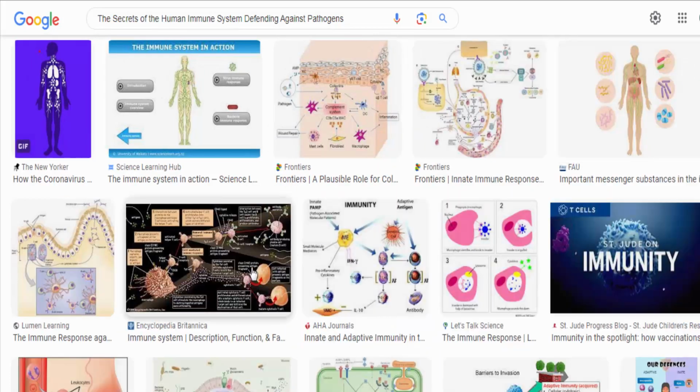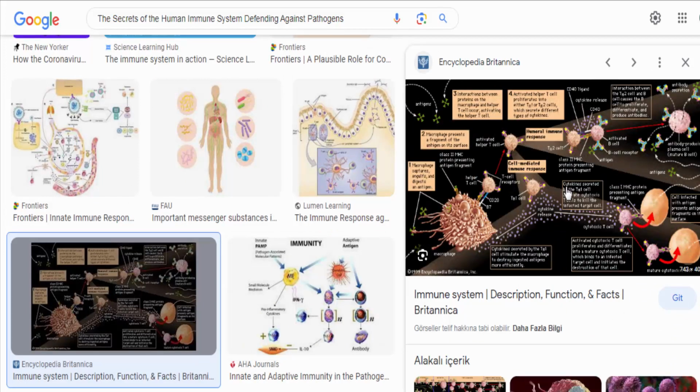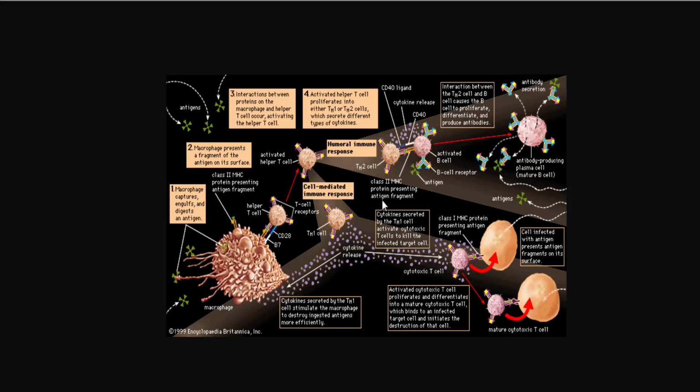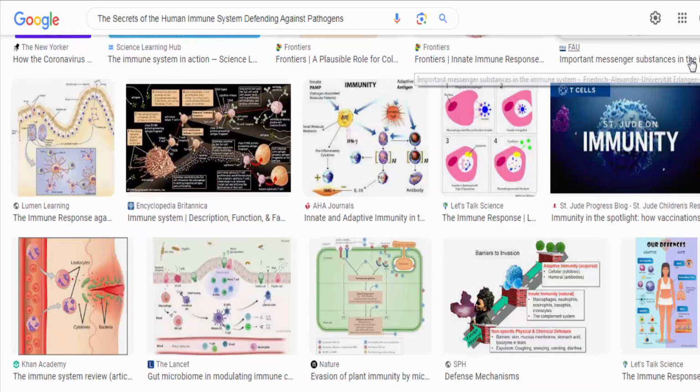C. Natural killer, NK, cells. NK cells can identify and destroy infected cells and cancer cells in the body. D. Inflammatory response. When tissues are injured or infected, the innate immune system triggers inflammation, which helps recruit immune cells to the site of infection and promotes healing.